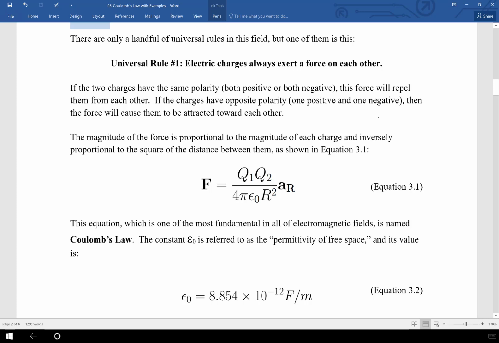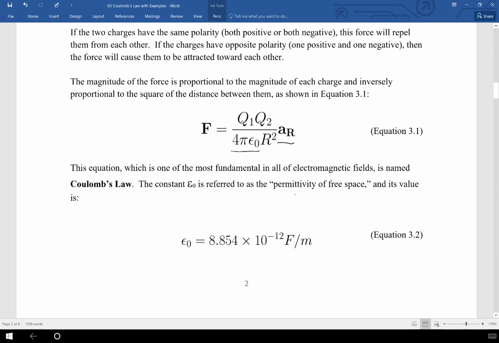shown here in this first equation. You can see that there are two charges, Q1 and Q2. There's the distance between them, r squared. There's this constant, 4 pi epsilon 0. And we'll talk about why the 4 pi is separated out a little bit later, not today. And then we have the unit vector a sub r, which determines the direction that force is taking place. Now, this constant epsilon 0 is referred to as the permittivity of free space. And it has a value of 8.854 times 10 to the minus 12 farads per meter.